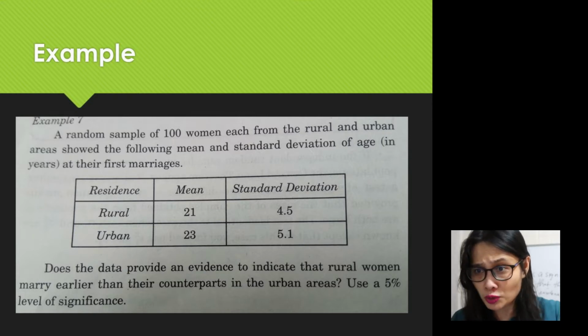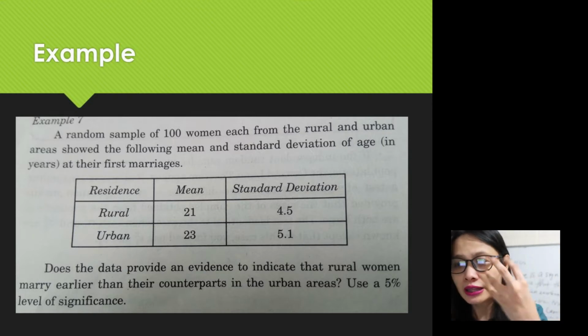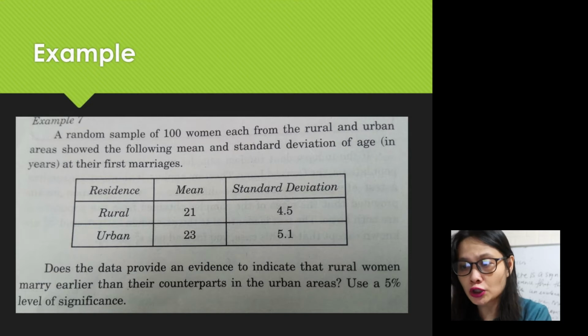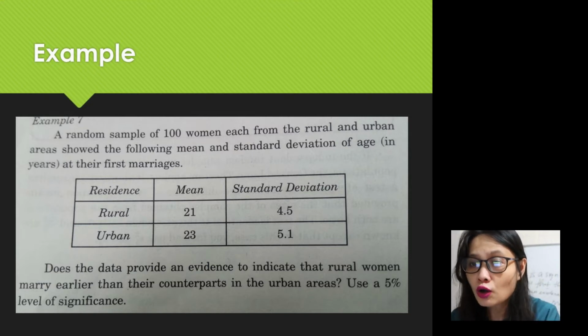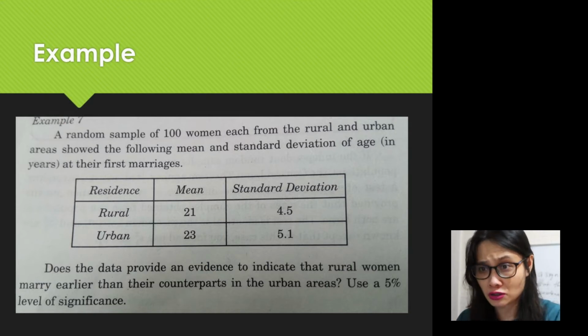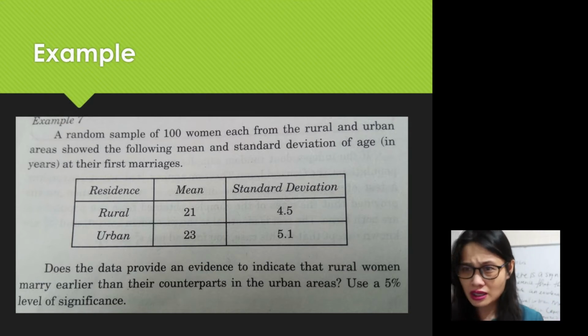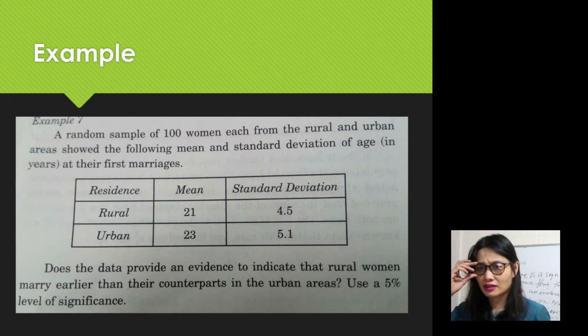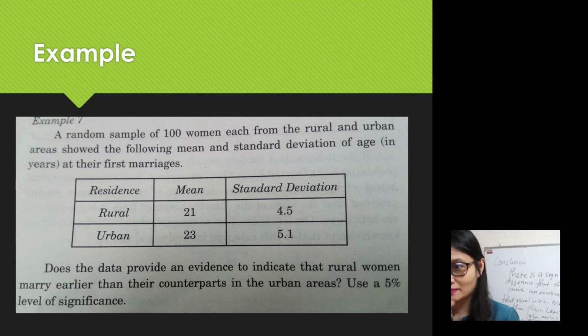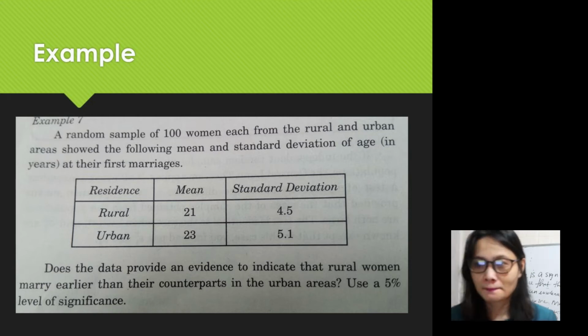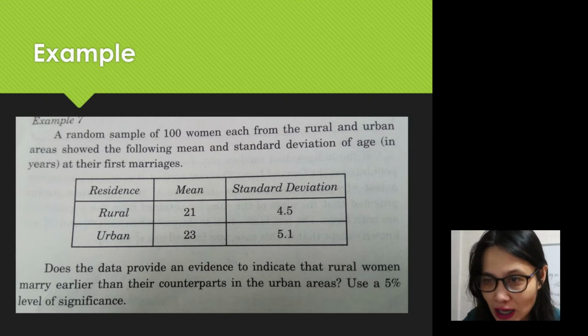Now, based on the computation that we have, there's a significant difference. The rural women marry earlier than their counterparts in the urban areas. Since that is your conclusion, of course, you need to justify your conclusion. You will give me factors. So, what are those factors? Why is it? Can you give me one factor? Why do they marry earlier, in short?